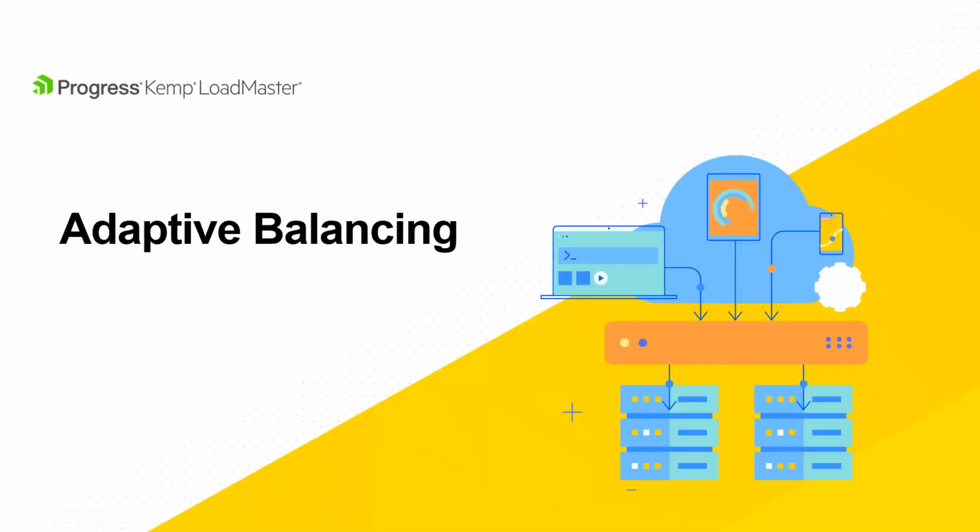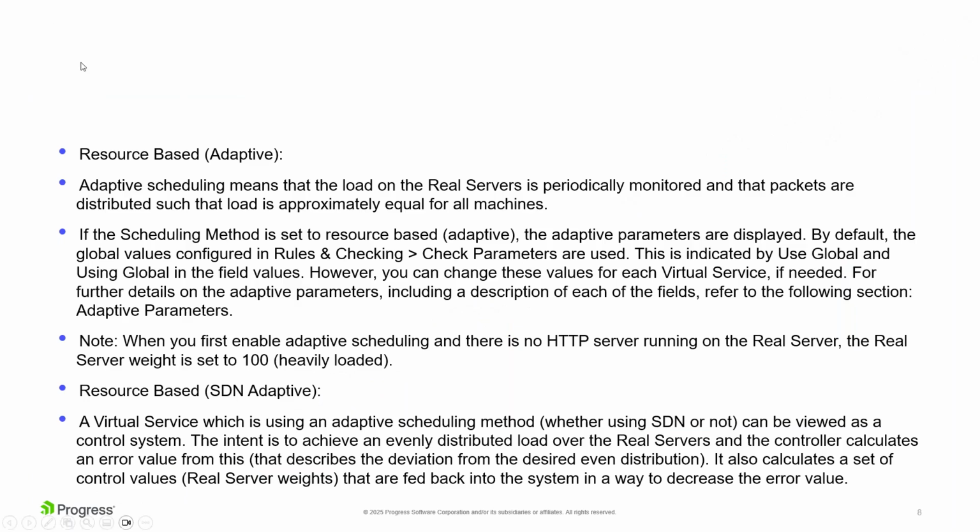Now, first topic, adaptive balancing. So how does that work? It actually works by loading a little file called load that gives you an integer value back.